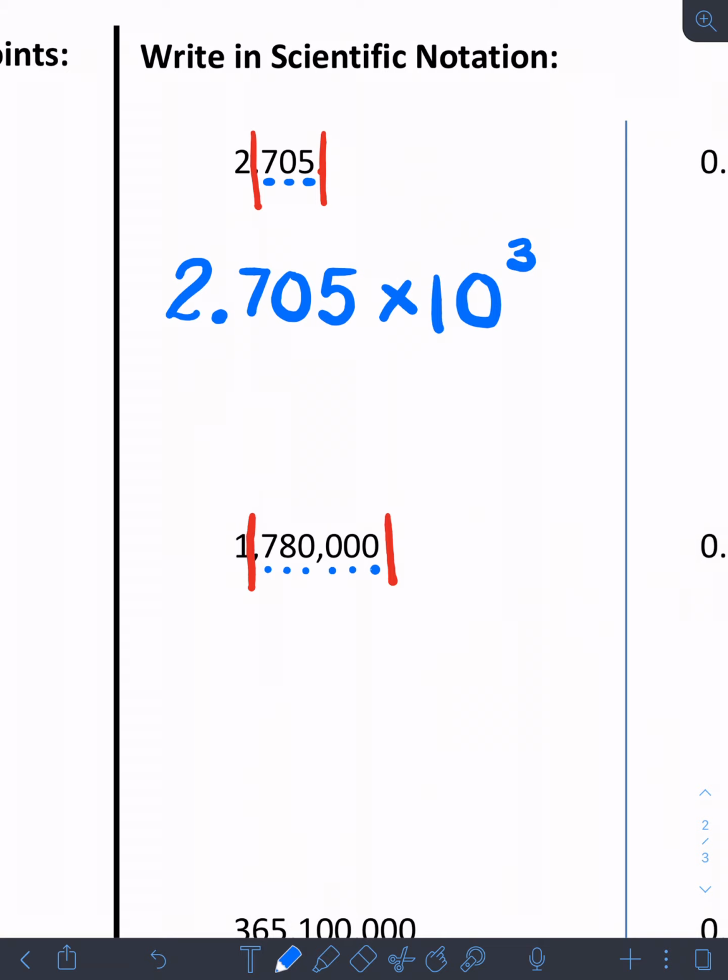Okay, so when we write our new number, we're going to say 1 and then put our decimal point, and then 7, 8. Since all those zeros are at the end, you really don't have to write them. And then we're going to write times 10, and then our exponent is going to be the number of digits between those lines. So there are 6 digits, so it's to the 6th power.